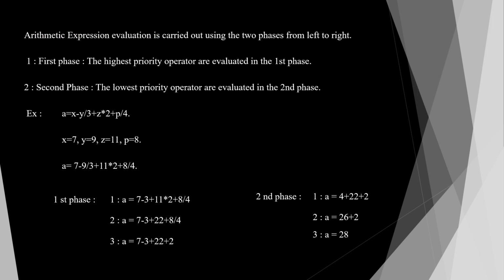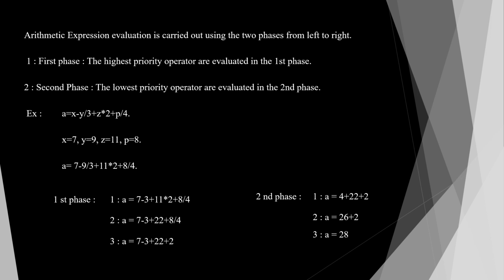The evaluation of arithmetic operations is carried out in two phases from left to right. In the first phase, the highest priority operators are evaluated, and in the second phase, the lowest priority operators are evaluated.